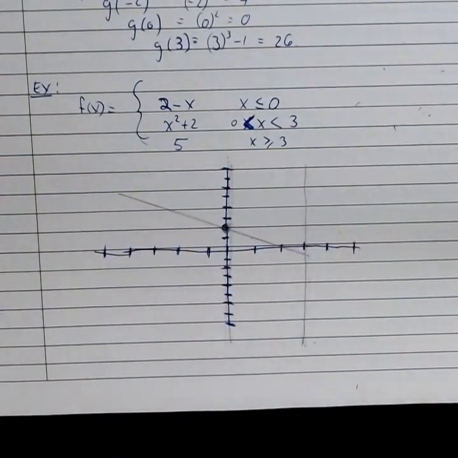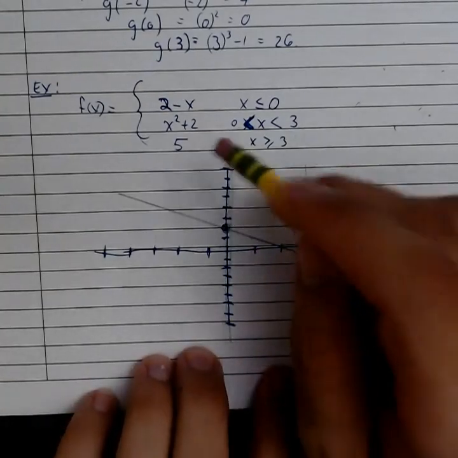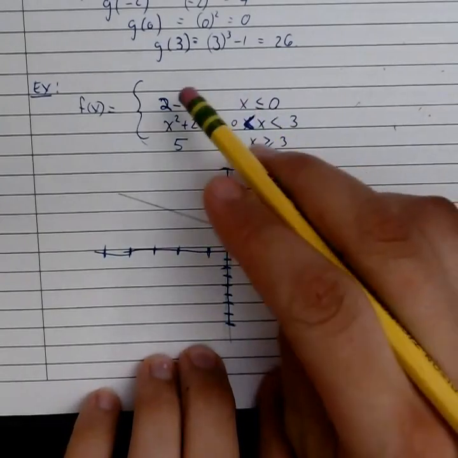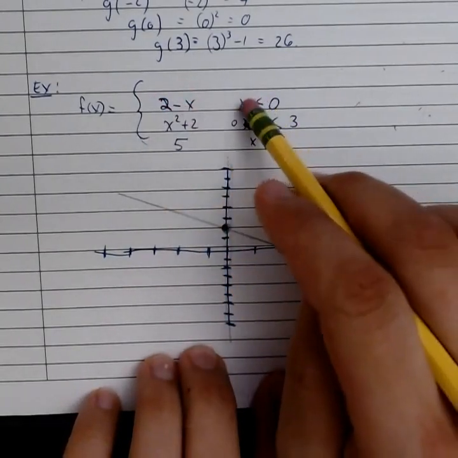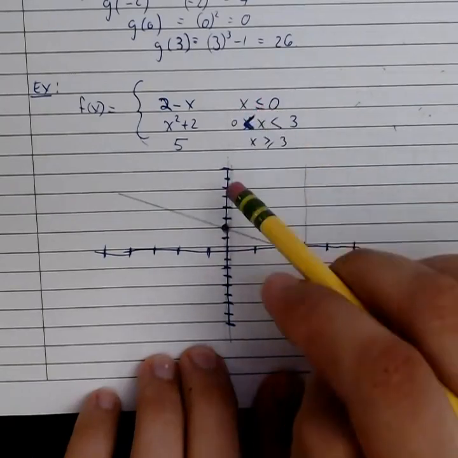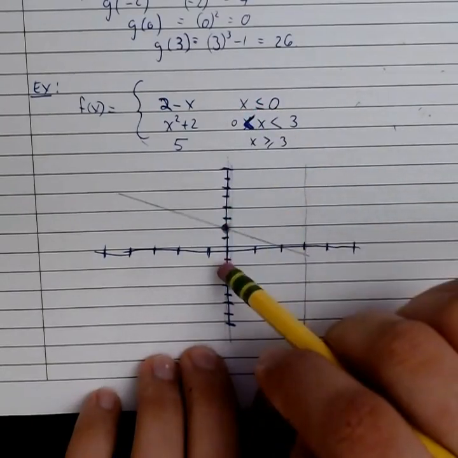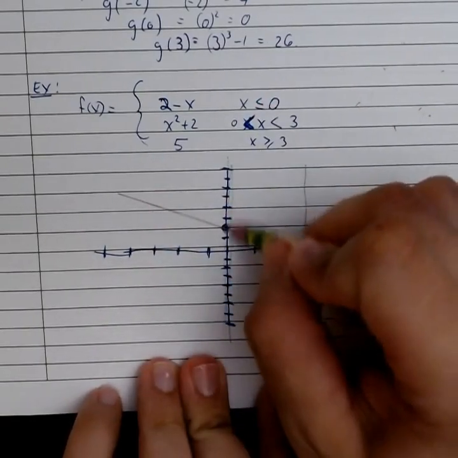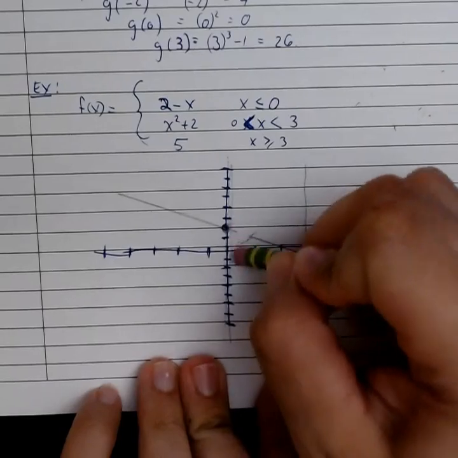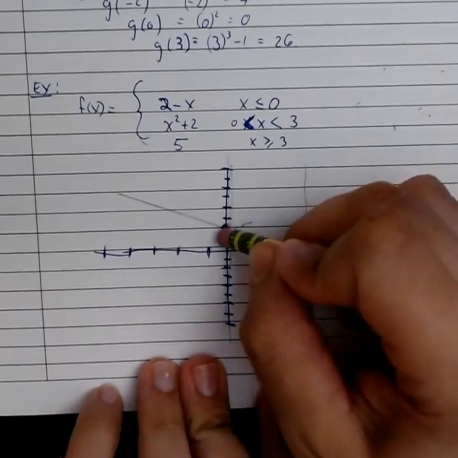Okay, but that's not correct, at least not fully correct. Because notice, my graph doesn't always behave like 2 minus x. It only behaves that way to the left of 0. In other words, to the left of this line. So here, I've drawn this graph too far. It shouldn't behave that way forever. It should only behave that way from 0 to the left.